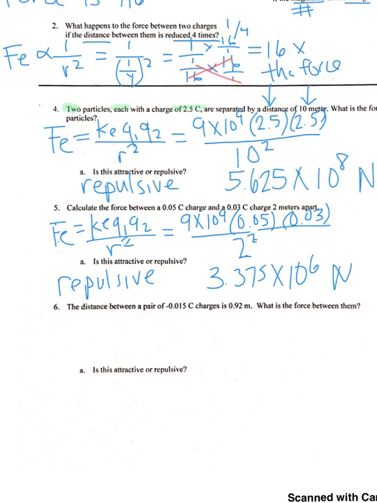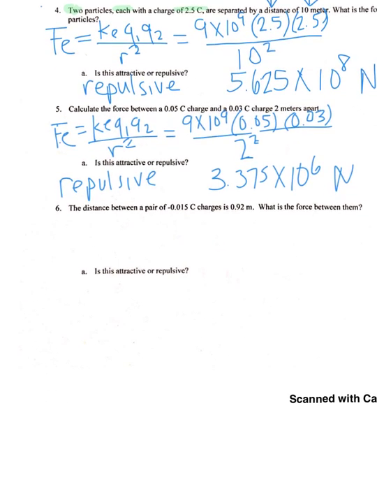Number 6 on here says the distance between a pair of negative 0.015 Coulomb charges is 0.92 meters. What is the force between them? And is it attractive or repulsive? Again, start with the formula, always. Ke Q1 Q2 divided by R squared.